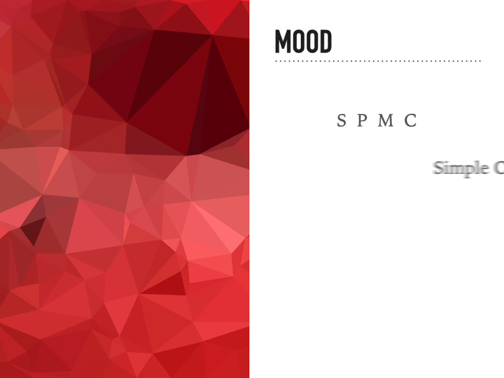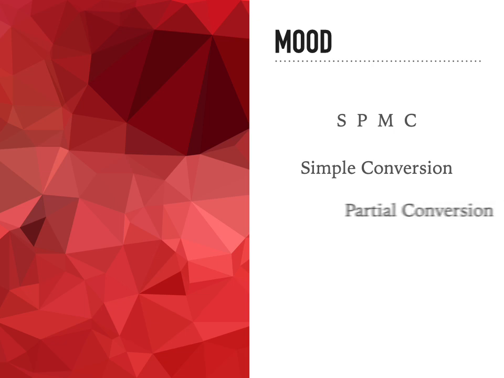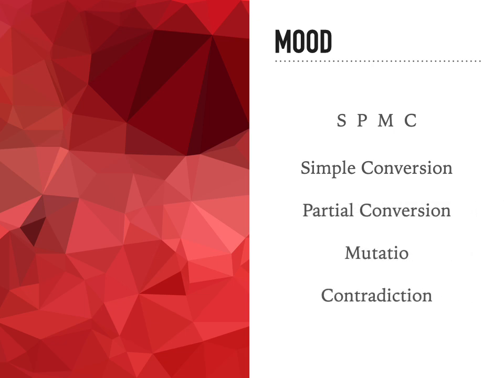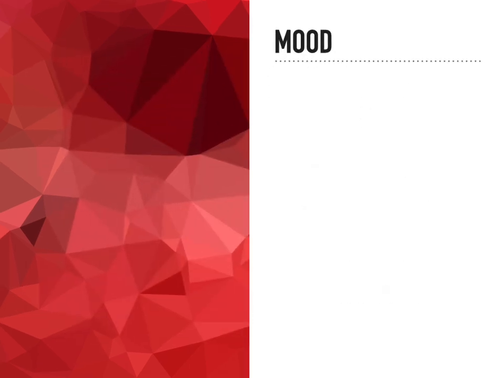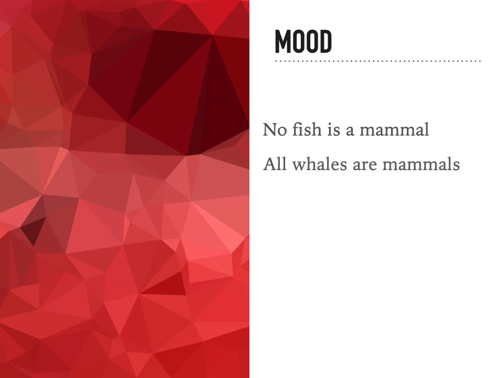We know there are four ways to do this, abbreviated with S, P, M, and C: simple conversion, partial conversion, mutatio, and contradiction. We know that those letters are going to show up in the names for the figures to tell us how to reduce. So again, let's look at an example. Let's look at this syllogism. No fish is a mammal. All whales are mammals. Therefore, no fish is a whale.